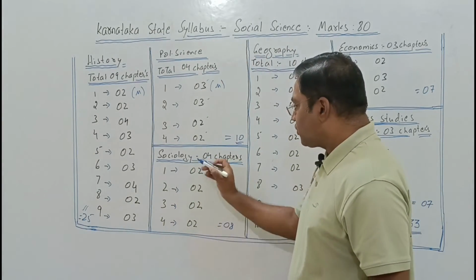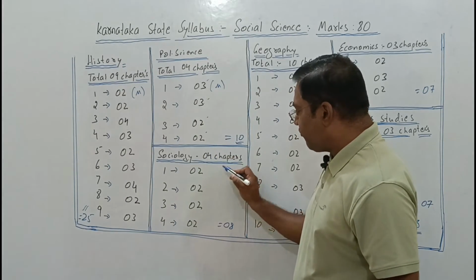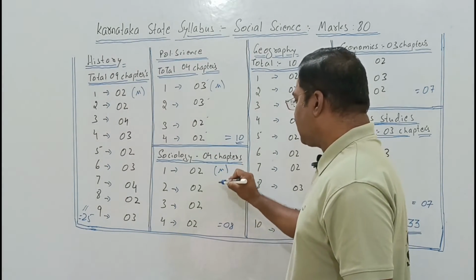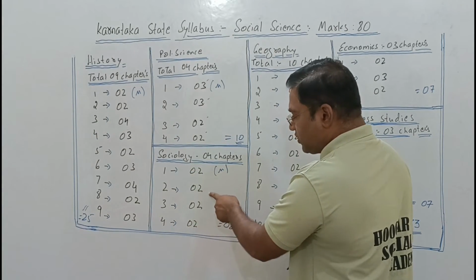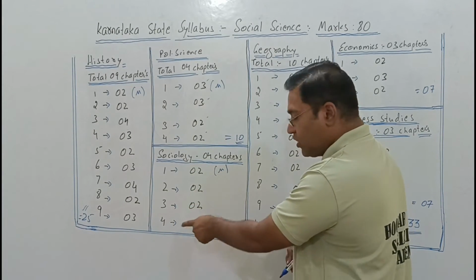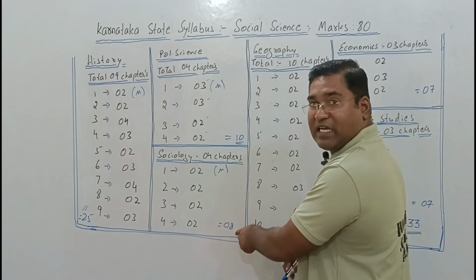Okay. In the same way, in the sociology topic, how many chapters are there? 4 chapters. Again, how many marks does each chapter consist of? The first chapter is of 2 marks, the second chapter is of 2 marks, the third chapter is of 2 marks, and the fourth chapter is of 2 marks, total 8 marks.